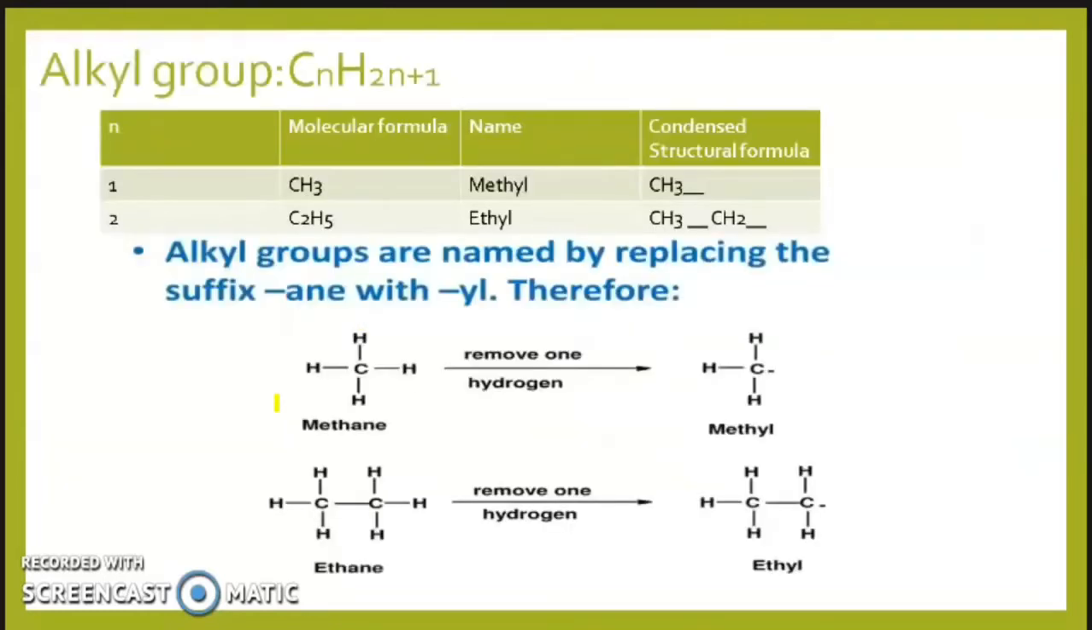Now, these alkyl groups are formed by removing a hydrogen atom. As you can see in the first example, one hydrogen atom has been removed from the methane molecule, and therefore we obtain methyl. And in the ethane molecule, one hydrogen atom has been removed, and we obtain the ethyl group. Now, the condensed structural formulas of these groups are shown in the above table.